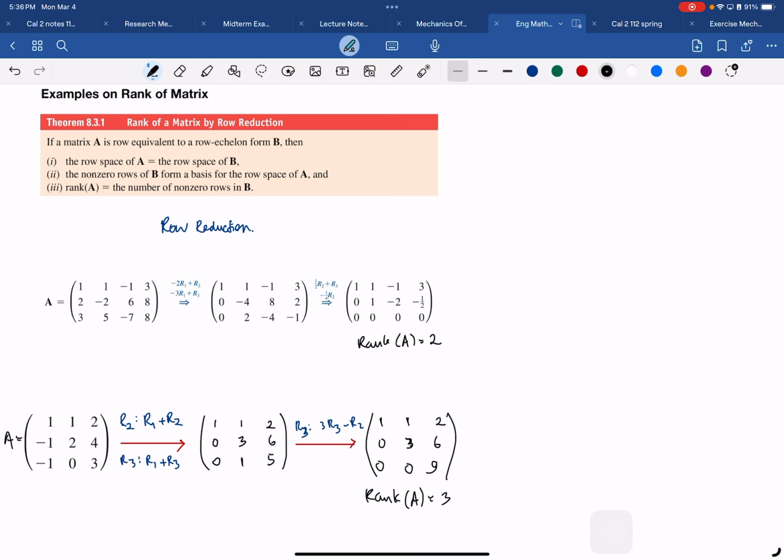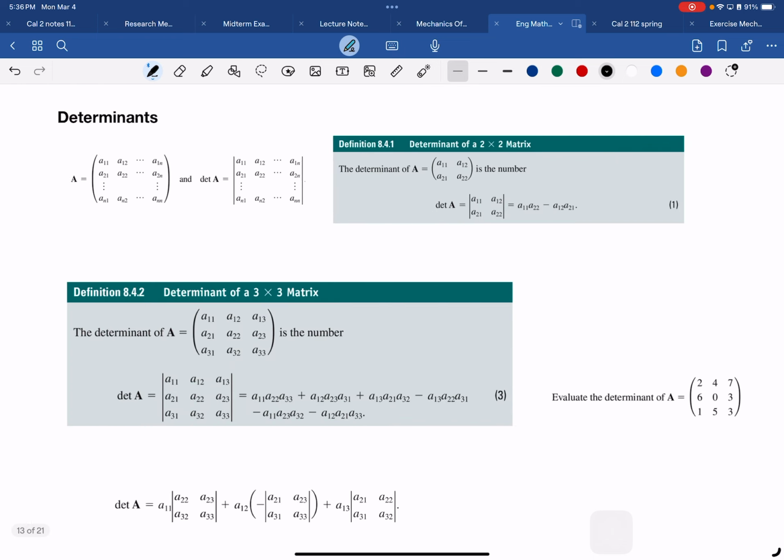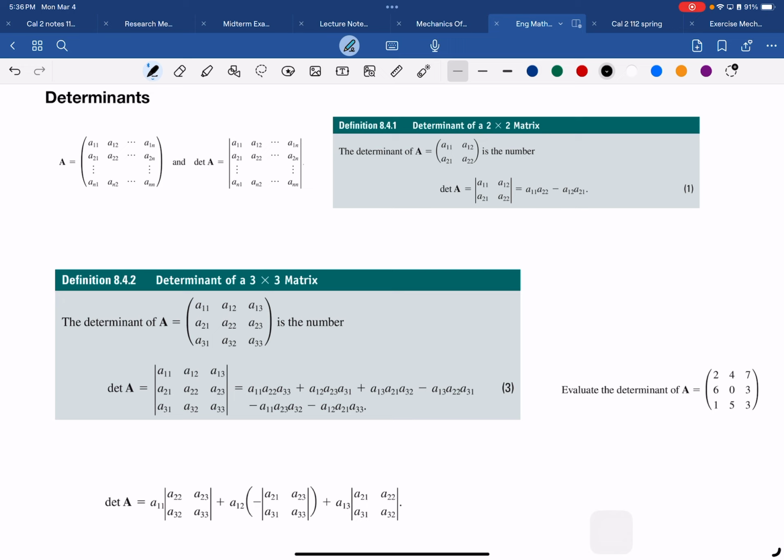Like I think I mentioned a week or two weeks ago, our goal is to be able to solve differential equations, which we have done before, but now we are going to try to solve them using matrices. So this is rank. Last time I mentioned the determinants, so I would like to emphasize the 3 by 3 matrix determinants.